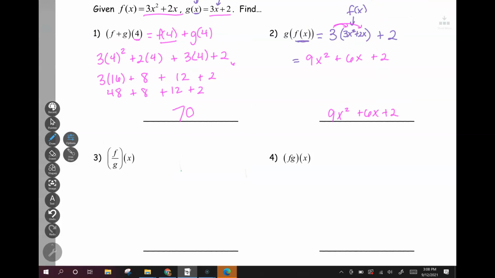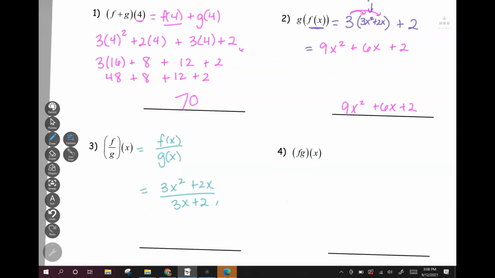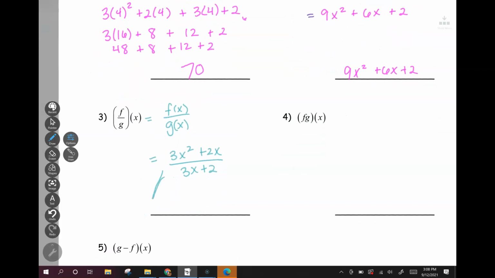Okay, so this time we're dividing. It says f divided by g of x. So that is literally f of x over g of x. F of x is 3x squared plus 2x. G of x is 3x plus 2. So there it is. But we can simplify, right? So we need to factor here.